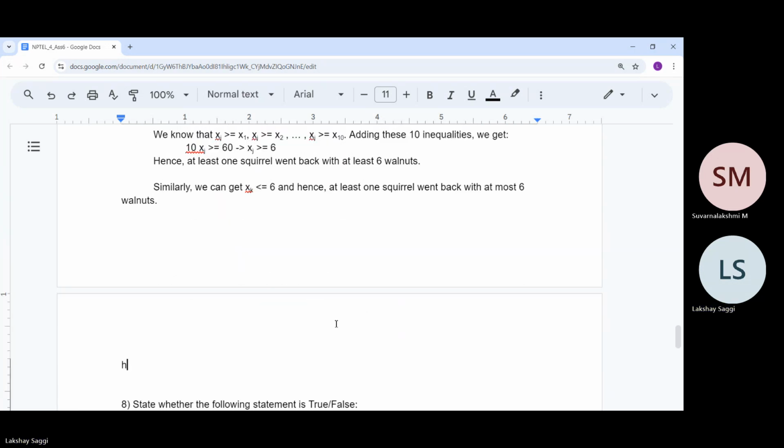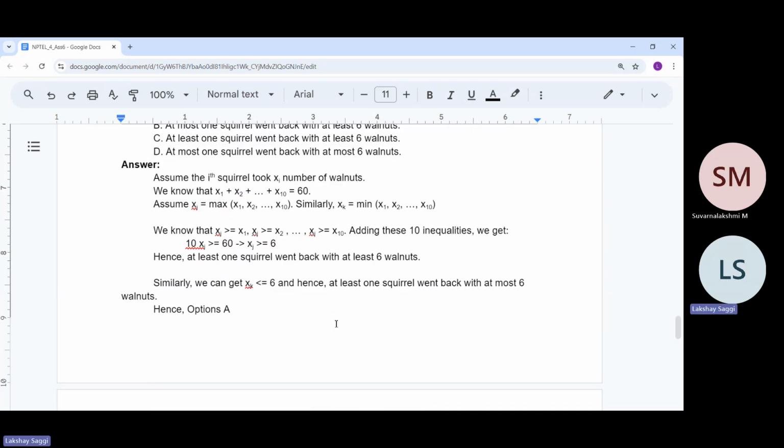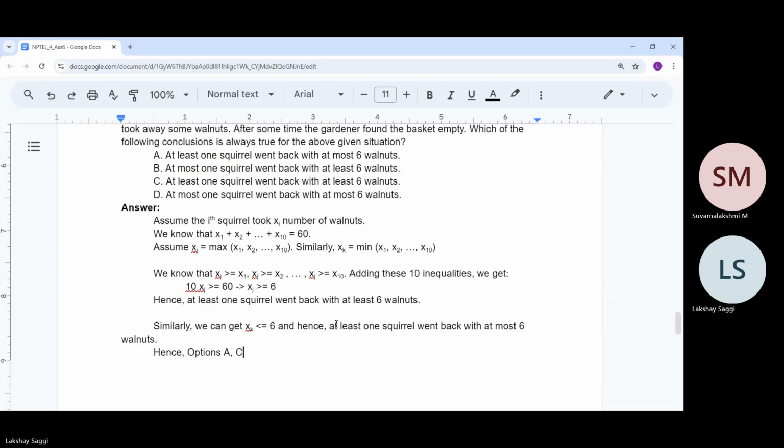So hence options A, C are correct. Right. I hope this makes sense. If you have any doubts, you can ask in chat. Otherwise, I assume that it's clear to you.